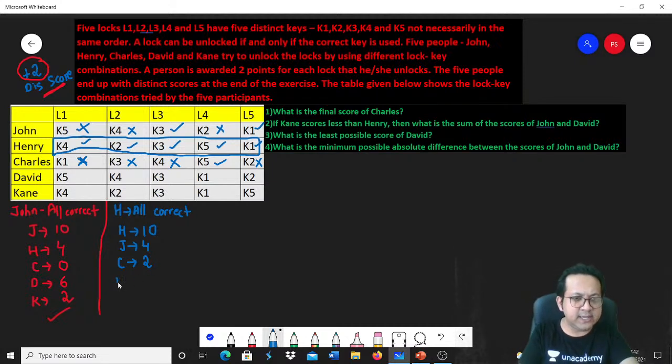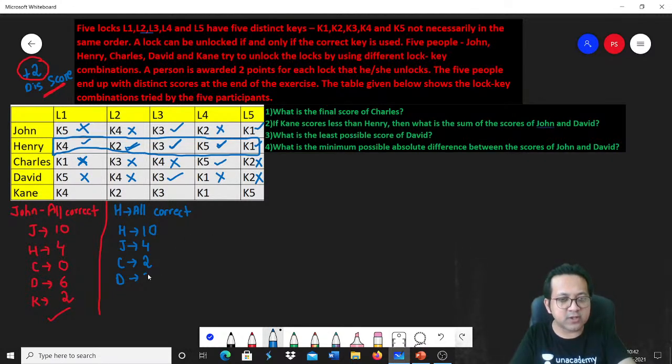Let's continue. D. How many correct? First one should be K4. He wrote K5. Incorrect. Second one should be K2. He wrote K4. Incorrect. Third should be K3. David also used K3. This is correct. Next is K5. David uses K1. Incorrect. Next is K1. David is using K2. Incorrect. So how many correct? 1 correct. Again 2 points.